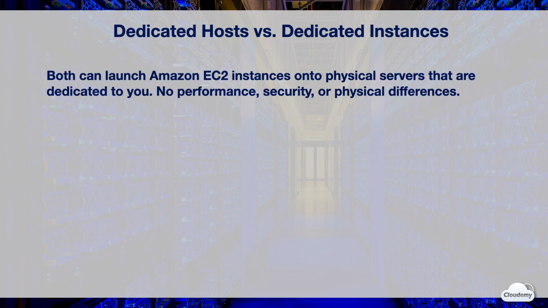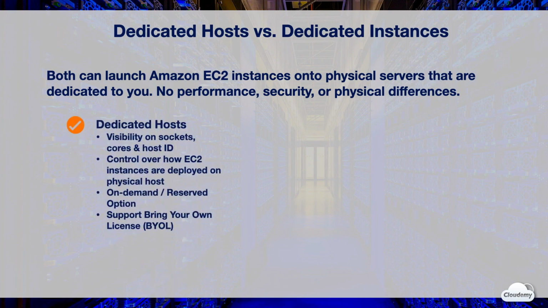Both dedicated instances and hosts can launch EC2 instances onto physical servers that are dedicated to you. There is no performance, security, or physical difference between dedicated instances and hosts. However, there are some key differences. With dedicated hosts, you have visibility on sockets, cores, and host ID. You have control over how instances are placed on a physical server. You have on-demand dedicated hosts, and dedicated host reservations for significant discounts. Dedicated hosts allow you to use your existing per socket, per core, or per VM software licenses, including Windows Server, SQL Server, SUSE, and Linux Enterprise Server.